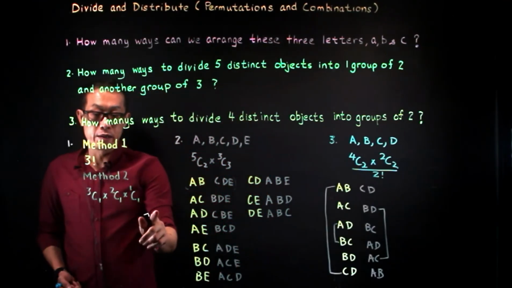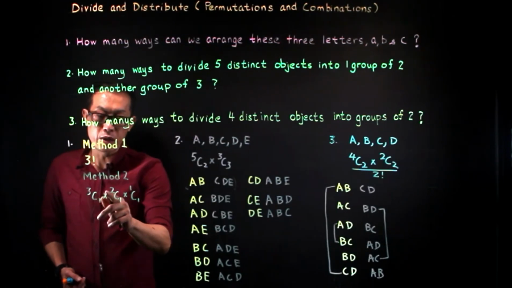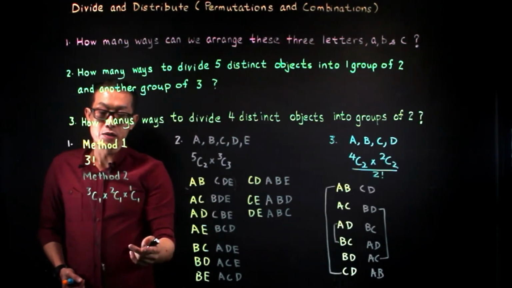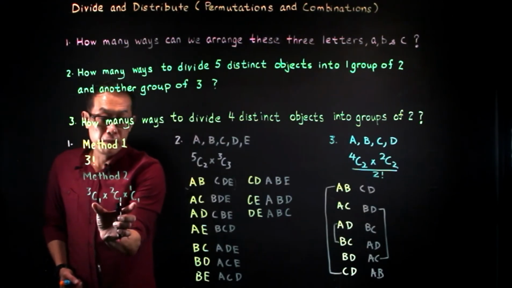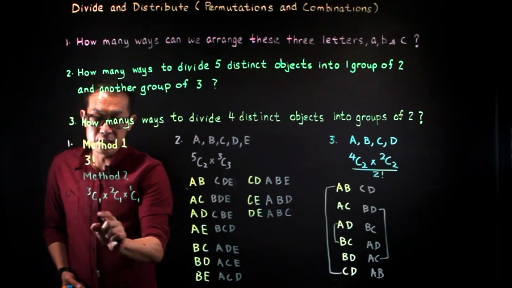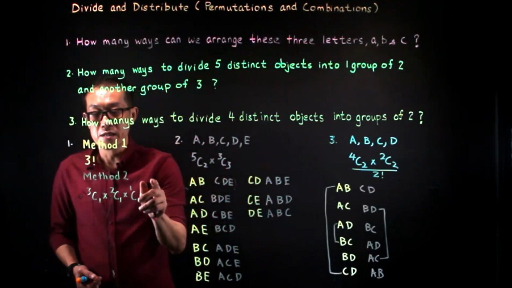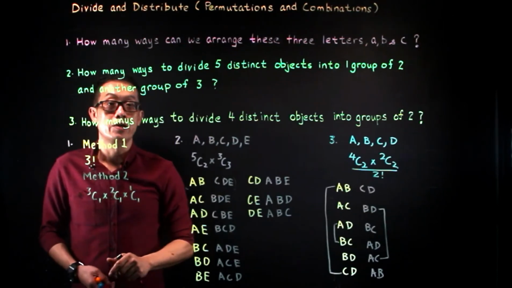Come back to number 1. Now this, all of this, you multiply them, 3C1 times 2C1 times 1C1. Over here, permutation is involved. Alright, so this answer is already taken into account of the permutation. So that's why this is the same as 3 factorial.